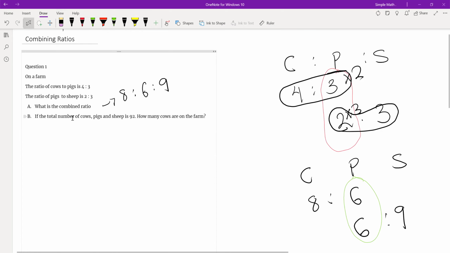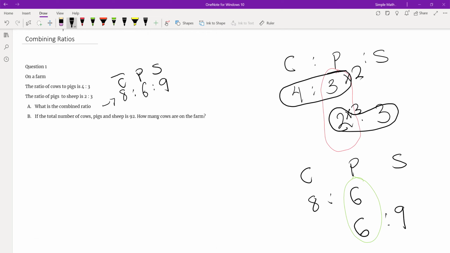Now, if the total number of cows, pigs, and sheep is 92, so the total number of animals is 92, how many cows are on the farm? So this is C, P, S, right? And 8 is for the cows. So we can just express it as a fraction. Let's add 8 plus 6 plus 9. 8 plus 6 is 14, plus 9 will be 23. So this becomes 8, because 8 represents the cows, over 23 times the total number, which is 92.